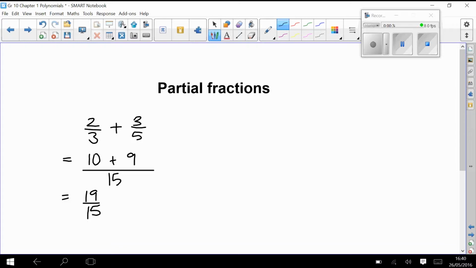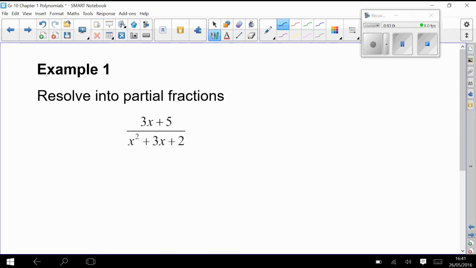19/15. But what would you have done if I had given you 19/15 and I had said to you, now I want you to tell me what the original two individual smaller fractions were that you added together? We're going to practice this together, and this is called finding partial fractions. So let's take a look at an example.